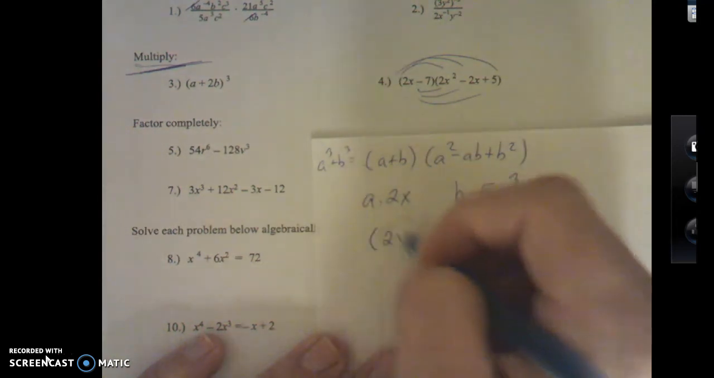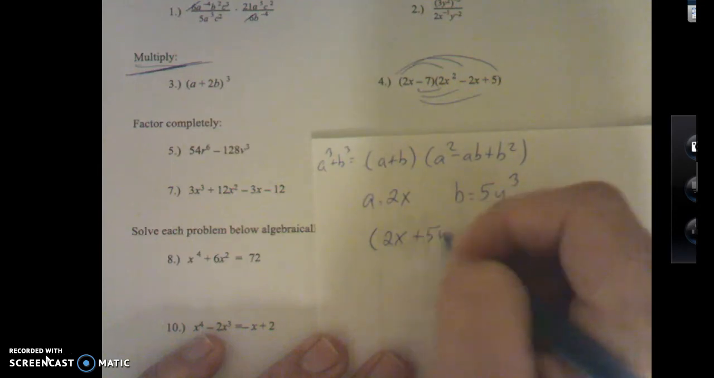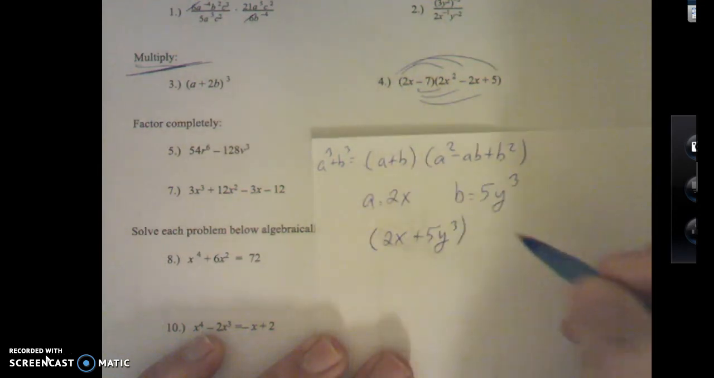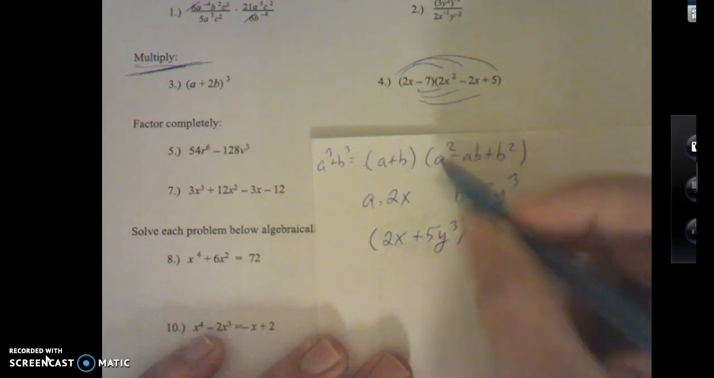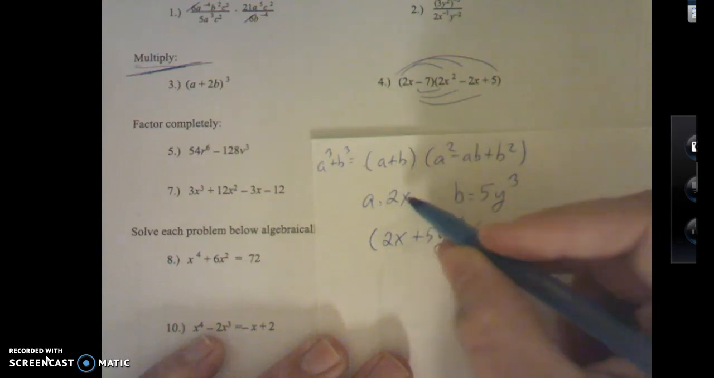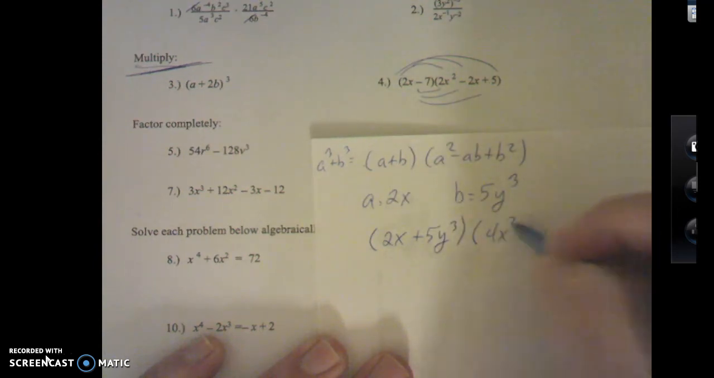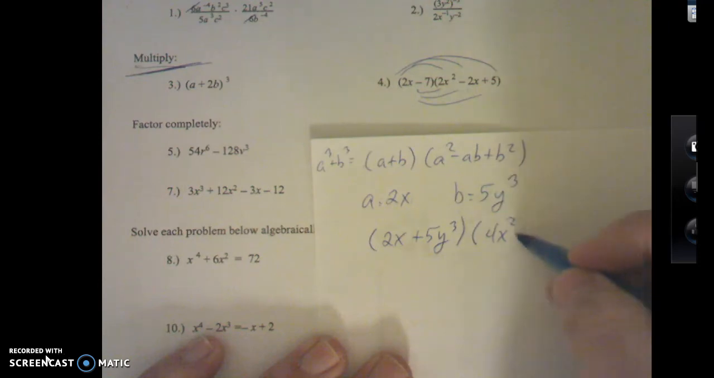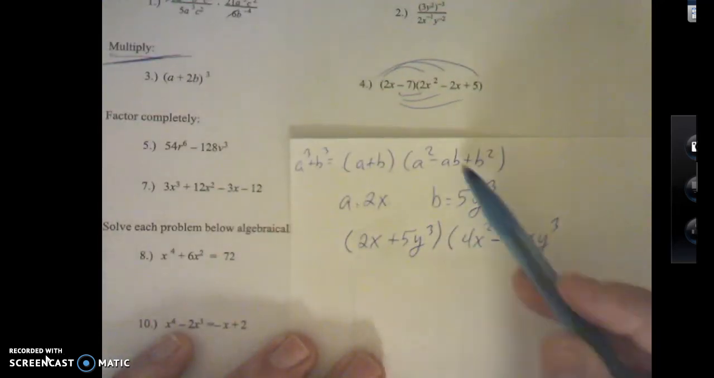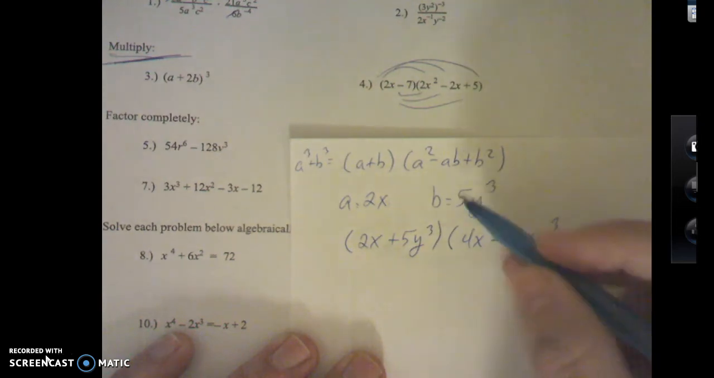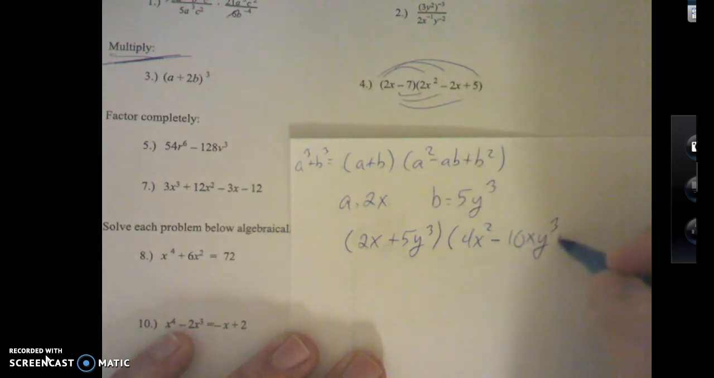So 2x plus 5y cubed, and then parentheses. Okay, I'm squaring both the number and the variable. 4x squared minus, multiply them together. 2 times 5 is 10. X times y cubed is xy cubed. And then plus b cubed, I'm squaring both the number and the variable. 25y to the 6th.